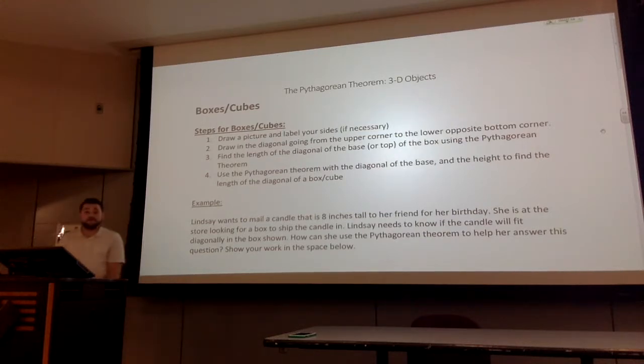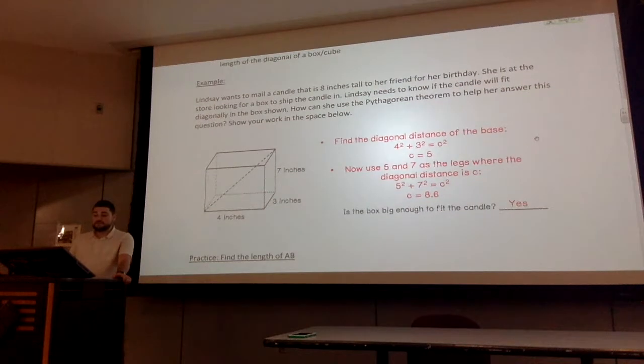So let's consider the boxes first. There's a few steps that you have to follow. We're going to begin by drawing a picture and labeling the sides. Then we're going to draw the diagonal going from the upper corner to the lower opposite bottom corner. After that, we have to find the length of the diagonal of the base, or the top of the box, using the Pythagorean Theorem. And then we have to use the Pythagorean Theorem a second time with the diagonal of the base you just solved for, and the height, to find the length of the diagonal of the box or cube. So let's look at our first example, which is already done out for you.